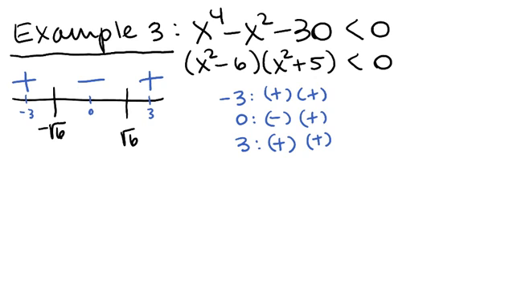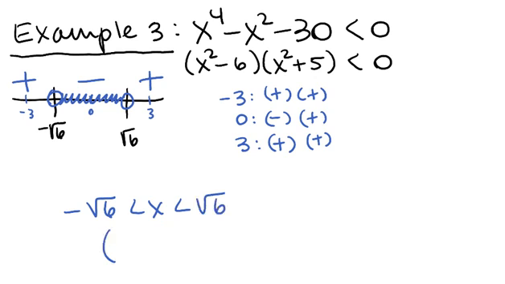I'm interested in where this is less than 0, so it's going to be right in here. The answer would be negative square root of 6 is less than x is less than square root of 6. Or maybe you write it as an interval. Doesn't matter to me.